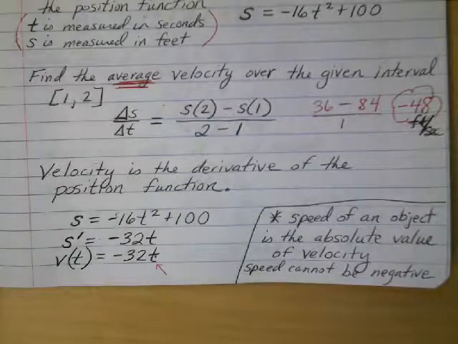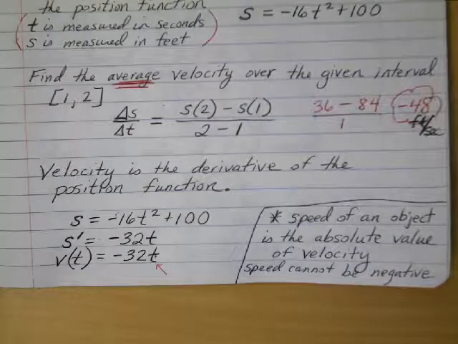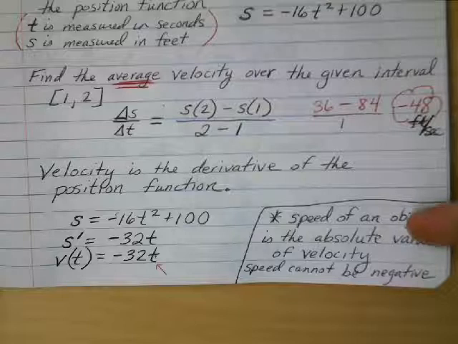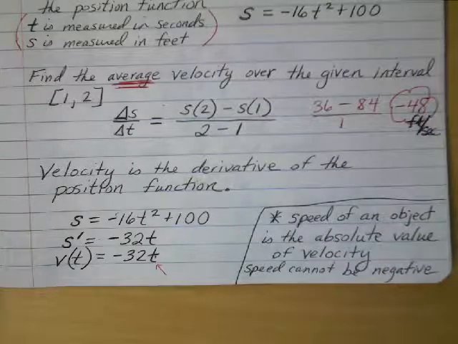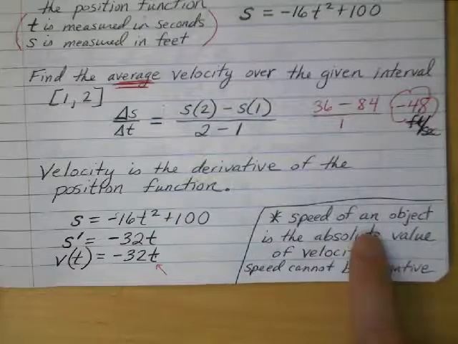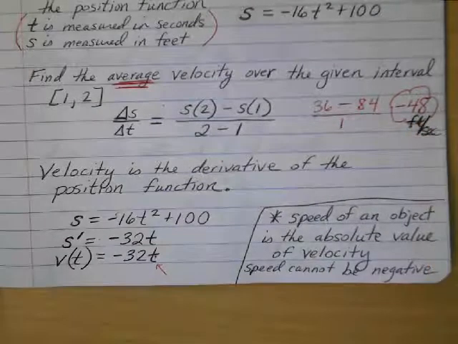So velocity shows it was dropping the ball, it's going down. So the velocity was negative 48 feet per second. But if I just said, what's the speed, it would be 48 feet per second. So the speed is positive, same as the velocity answer, but positive.